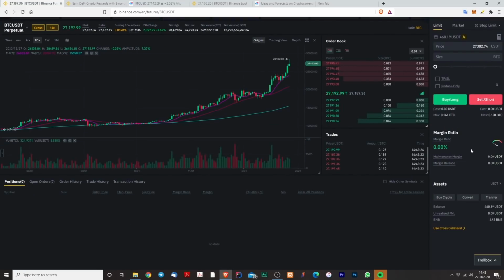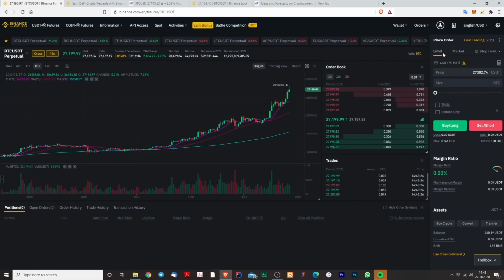And if I go up here, I still have the limit, market, and stop limit, the same stuff that I showed you guys before. It's exactly the same, except now you're doing leverage. But I'm just going to show you how to transfer funds.